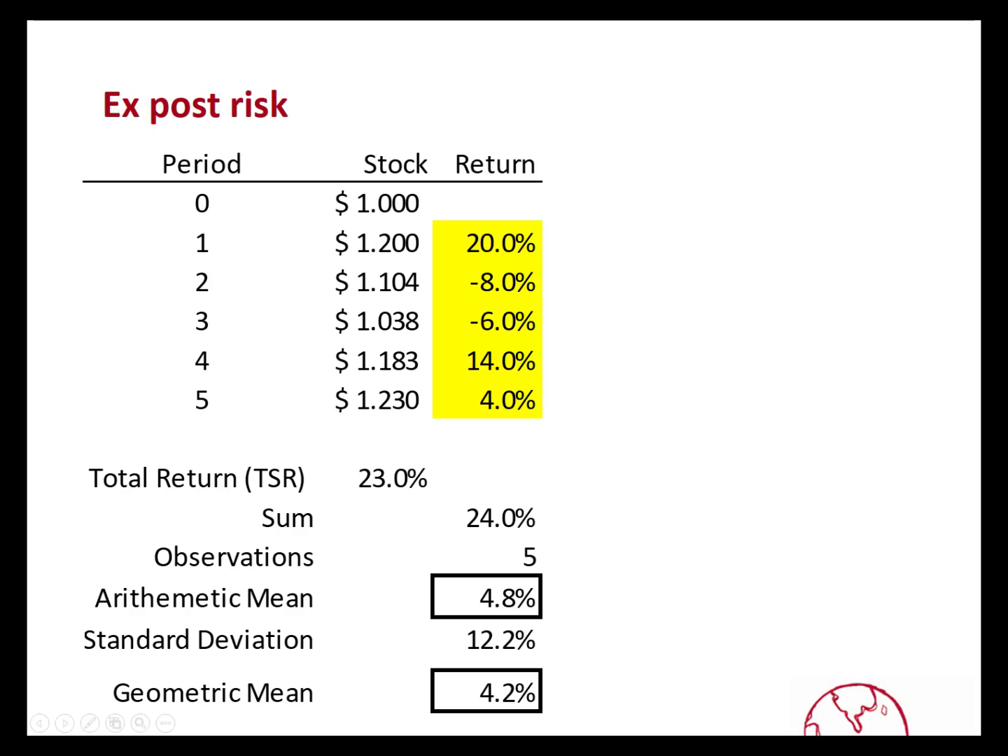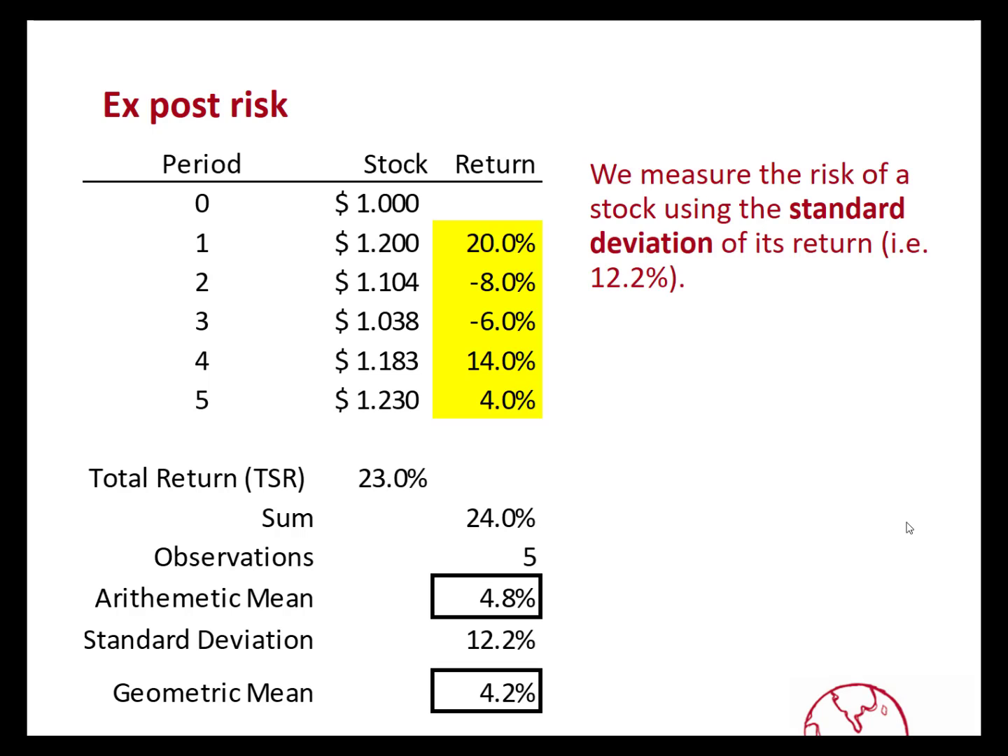Now let's go back and look at the same example to see what the measure of risk would be for this investment. Notice that we had the $1 that we invested today. It grew to $1.23 at the end of 5 years, but it wasn't a straight path. It went up in year 1 by 20%, down by 8, down by 6, up by 14, up by only 4. As you recall, the total return was 23%. The arithmetic mean was 4.8% per annum, and the geometric mean was 4.2%. How do we go about measuring the risk of this investment?